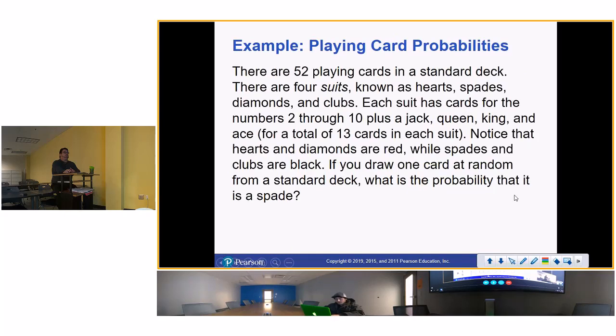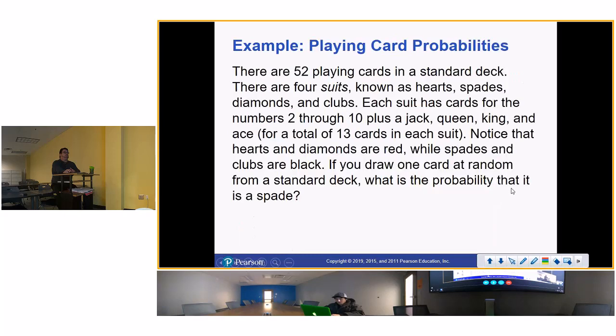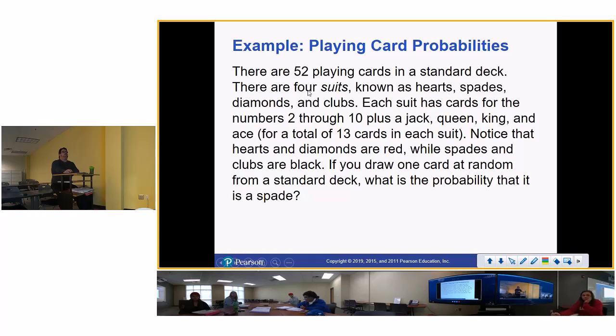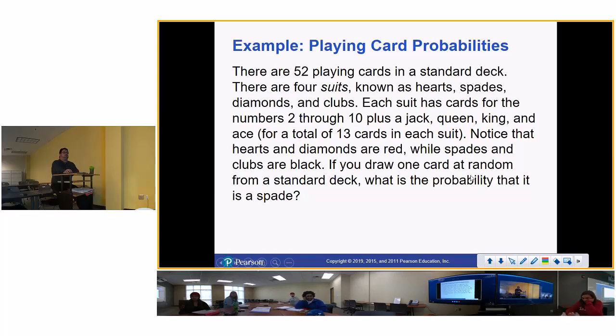This should be like a review for most of you because you've had probability in high school. There are 52 playing cards in a standard deck. There are 4 suits, known as hearts, spades, diamonds, and clubs. Each suit has 13 cards. We've already covered this. What is the probability that the card you pick is a spade? 13 over 52, which is 1/4, which is 0.25.